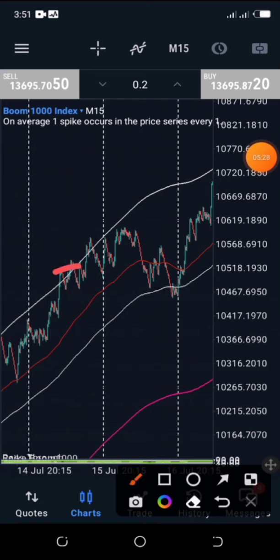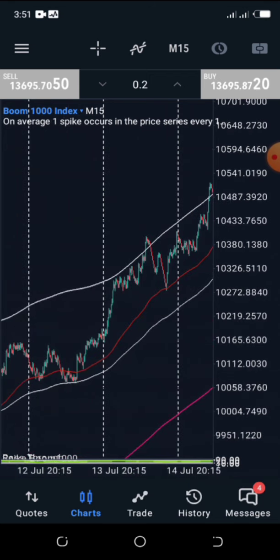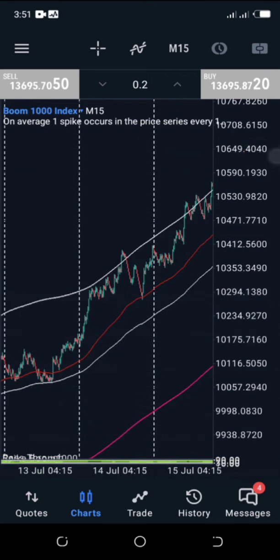So this one should be successful. You enter here, it pushes a little bit, then came down to touch the red and then touches the white before going to the upside. So I will just stop here. You understand? So this is another one here.